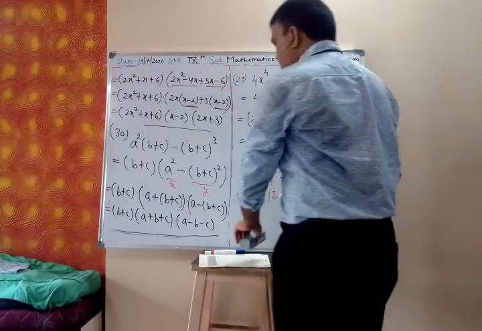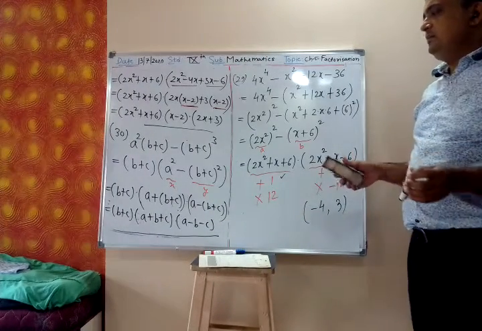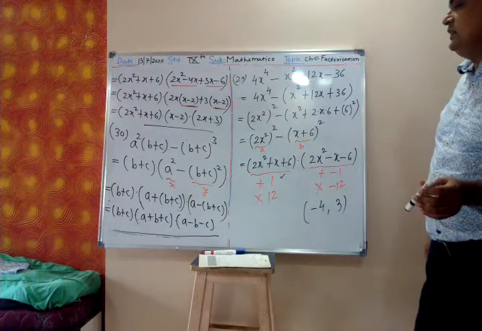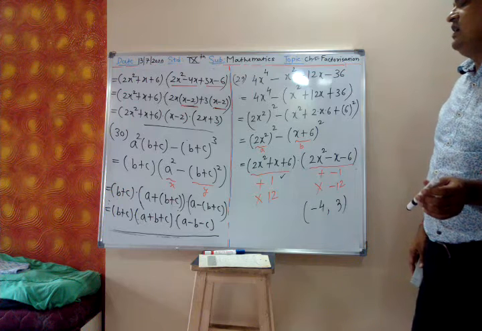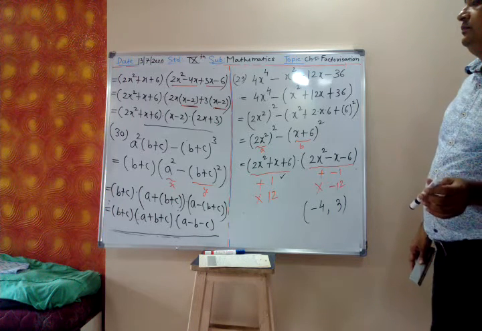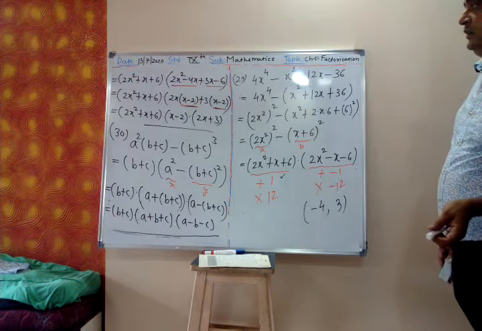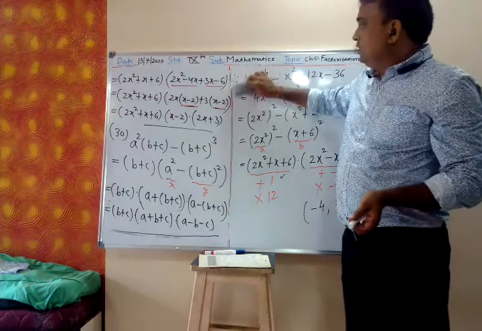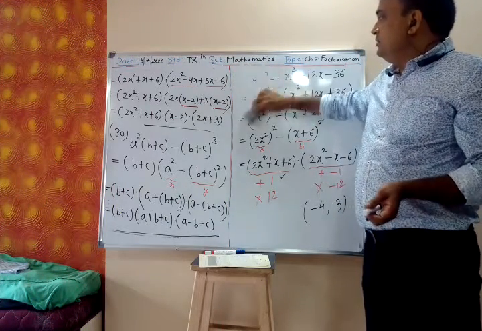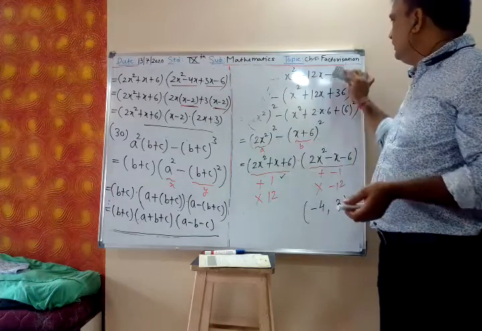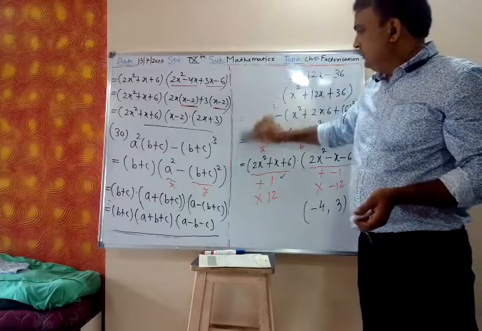b plus c into a plus b plus c into a minus b minus c. This is the final answer. x square minus y square is (x plus y) into (x minus y).